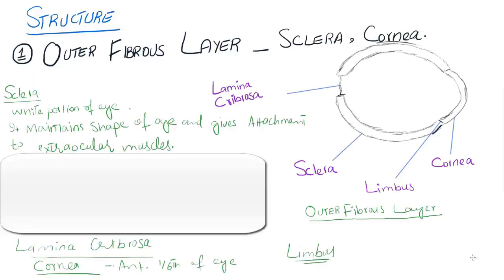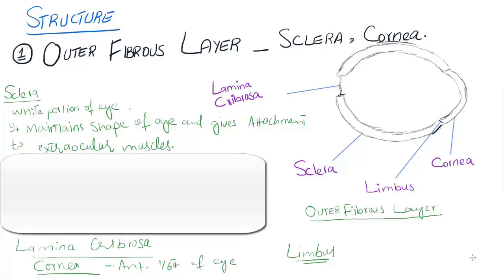Sclera, or the white of the eye, forms the firm and fibrous outer layer of the eye. It maintains the shape of the eye and gives attachment to extraocular muscles. It is about 1 mm thick. It becomes thin at the site where the optic nerve pierces it, as shown in the figure. It is called lamina cribrosa.